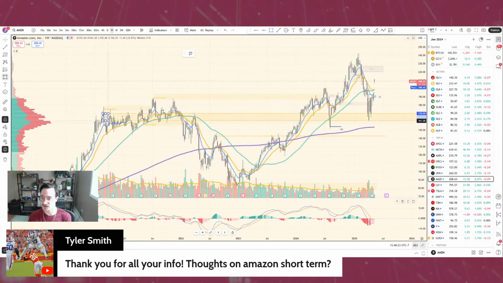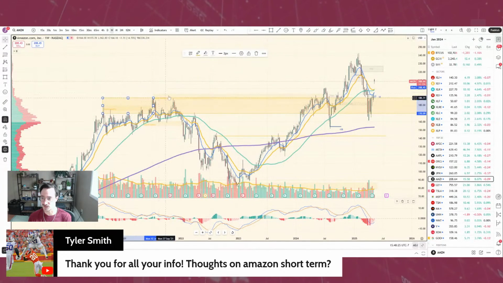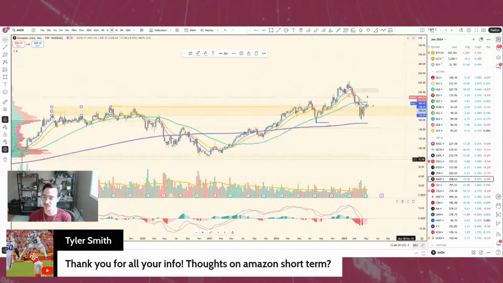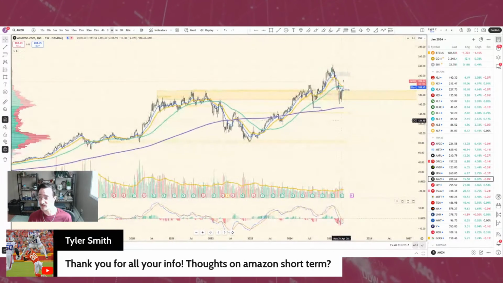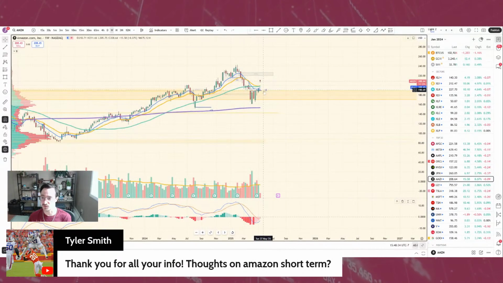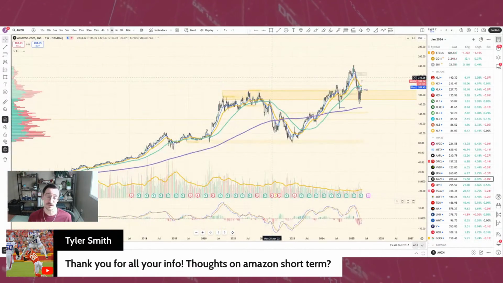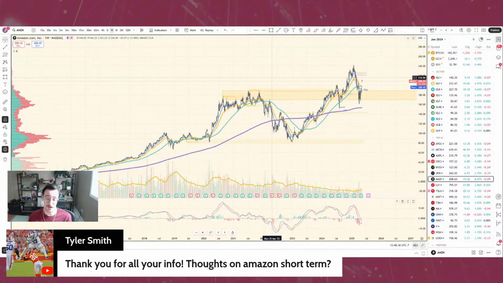So this was an area of previous resistance. We traded above it. We came back. Now it's previous support. We can keep it real simple and say that this is technically not a bad chart, technically solid. We're pushing up here. I mean, it's hard to bet against these companies, right? They're going to go up and to the right unless the world ends.